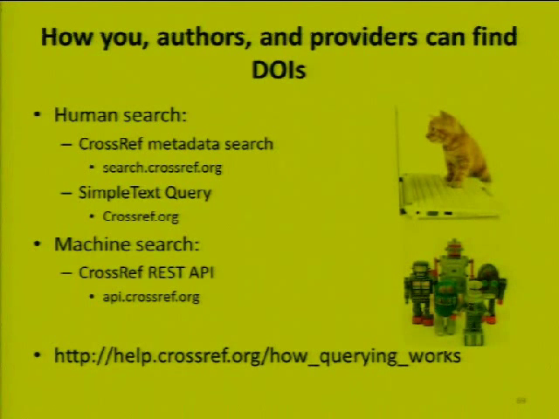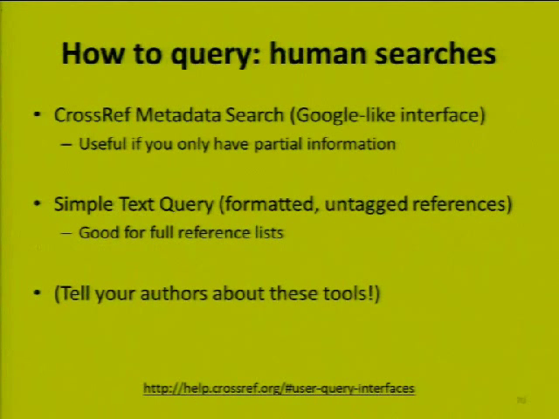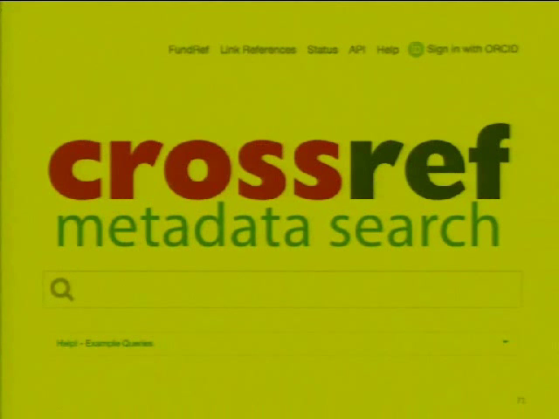So how you can find DOIs: humans or machines, here a pussycat or a robot. So the human search either uses the CrossRef metadata search or the simple text query, or you can use the CrossRef REST API, which, again, is the XML lookup, an automated system. And there's also some help here. But the human searches I'm going to go through, because you can put these in your author instructions and try to get your authors to do this before they even submit the article to you. So the two of them: metadata search and simple text query.